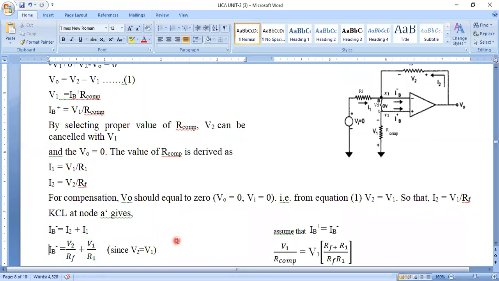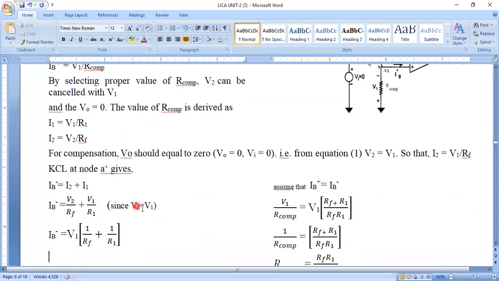In this base current expression, in the ideal condition we kept here, V2 is equal to V1. Substituting V2 with V1 and taking V1 common, IB is equal to V1 times (1 by R1 plus 1 by RF plus 1 by R1). Assume that IB plus is equal to IB minus.